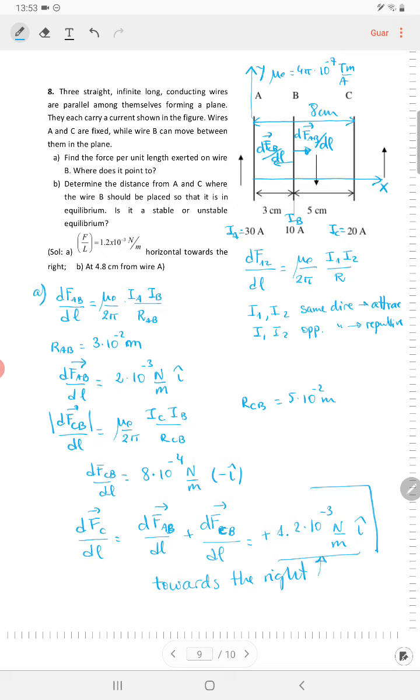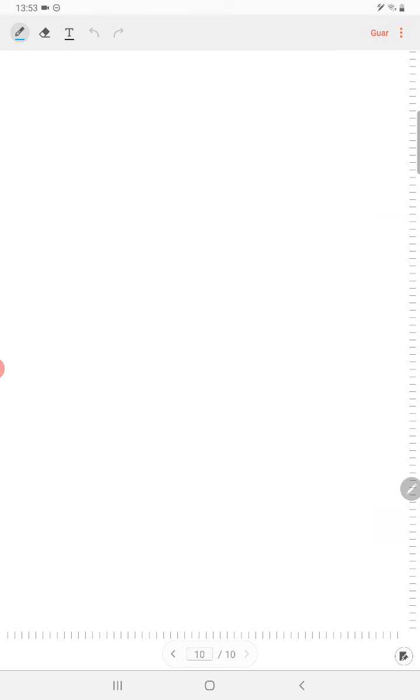Okay, so now we have to go to B and determine the distance from A, to see where the wire should be placed so that it is in equilibrium, and then discuss if it is a stable or an unstable equilibrium. So I'm going to go to the following page. What we need now is that the total force on B should be 0. So this means that the force of A on B should equal the force of C on B, the modulus, because we know that the directions are opposite, okay?